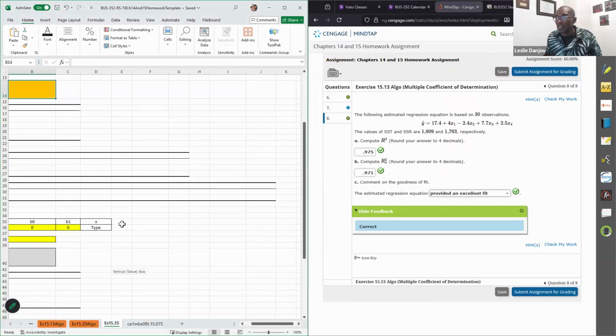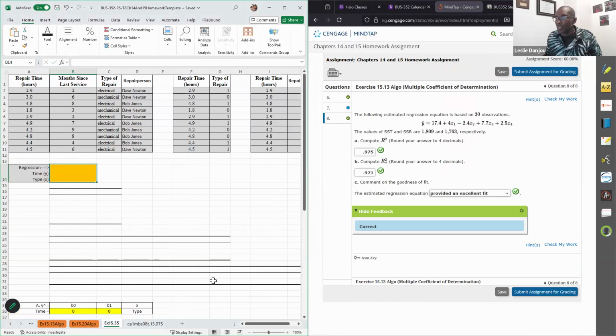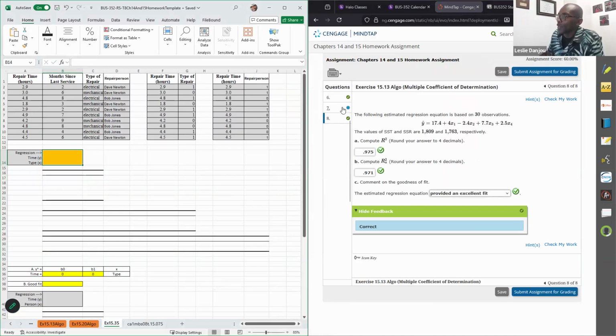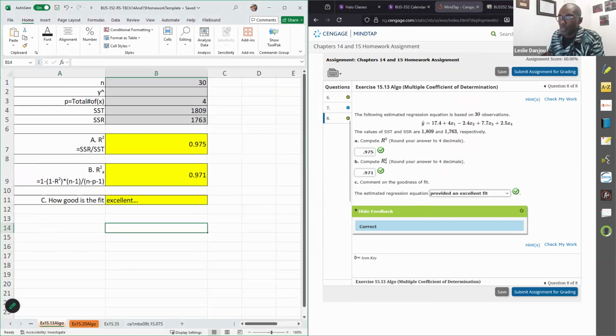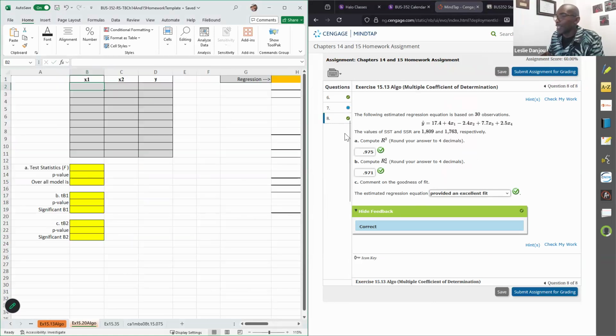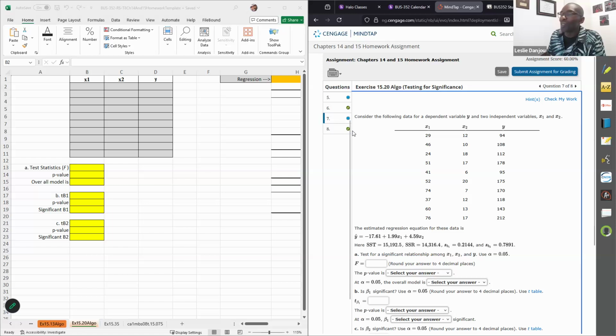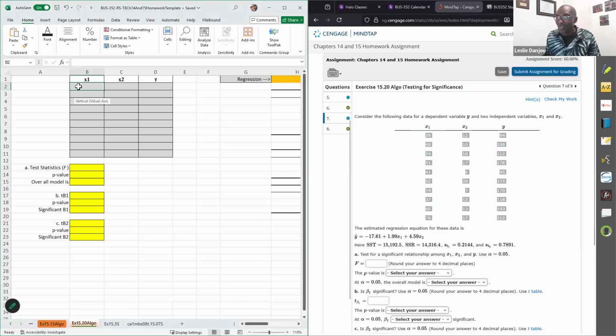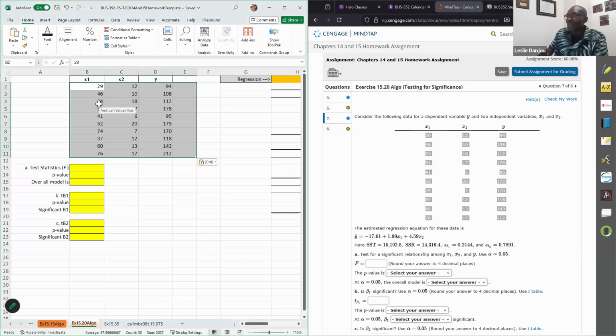Let's go to 15.35, please. I'm going to enlarge this just a tad bit so you guys can see this a little better. 15 dot, did I miss one? Yes. Let's go to 15.20, please. Perfect. So we got two X's and the end result of Y's. You can copy this. Hopefully it pastes in there correctly. Yes, indeed. We're going to do a regression analysis.